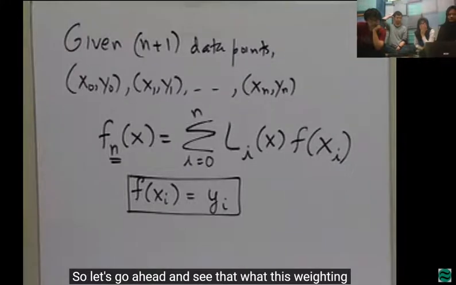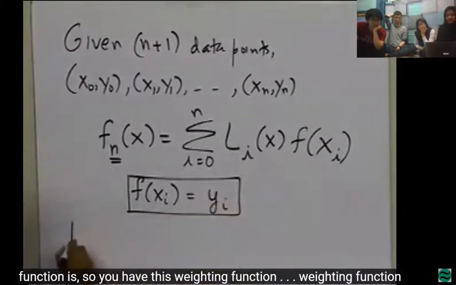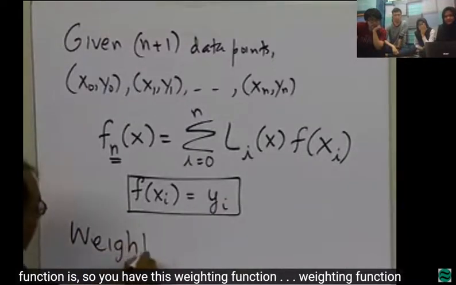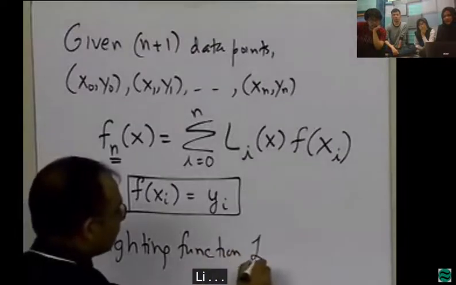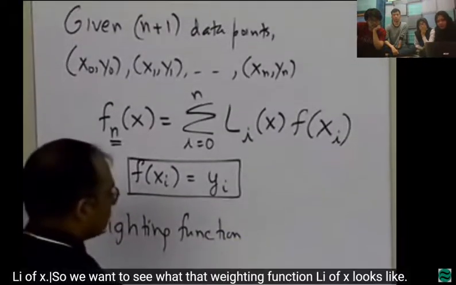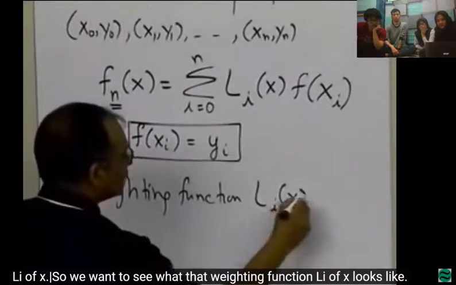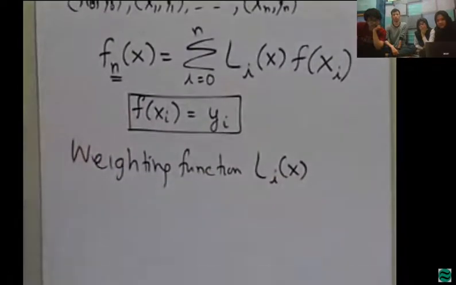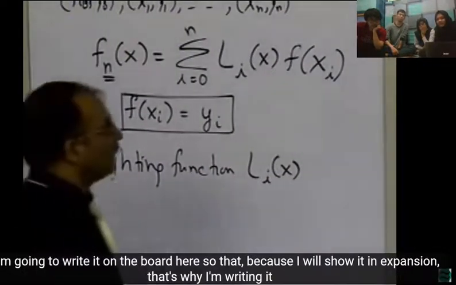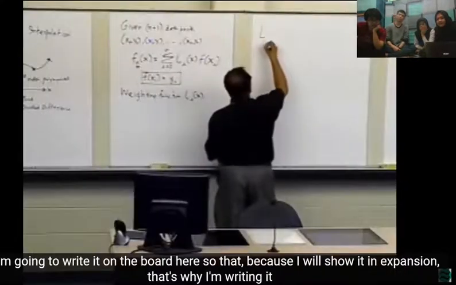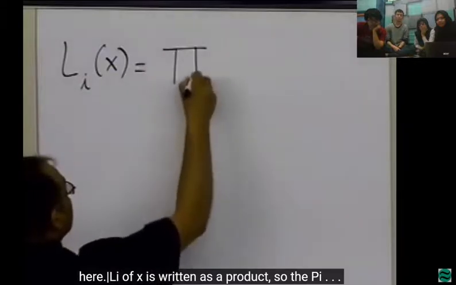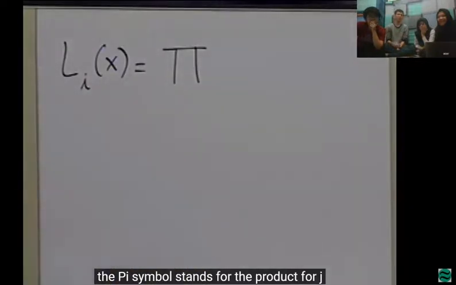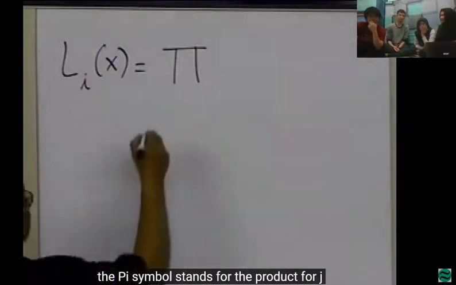So let's go ahead and see what this weighting function is. You have this weighting function L sub i of x. We want to see what that weighting function L sub i of x looks like. I'm going to write it on the board here, because I show it in expansion. L sub i of x is written as a product. The pi symbol stands for the product.